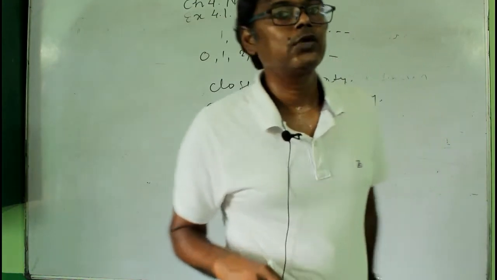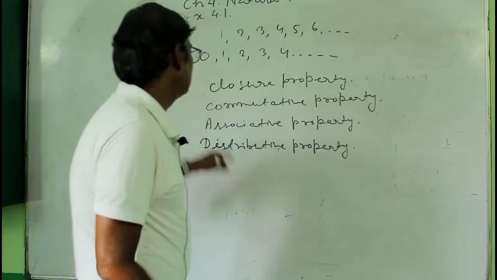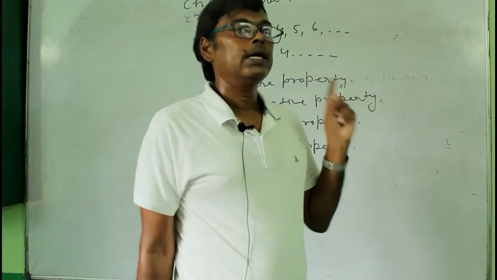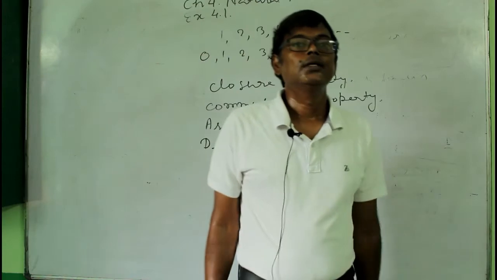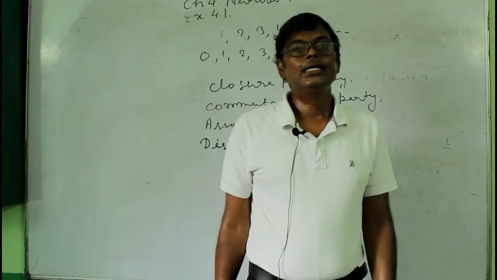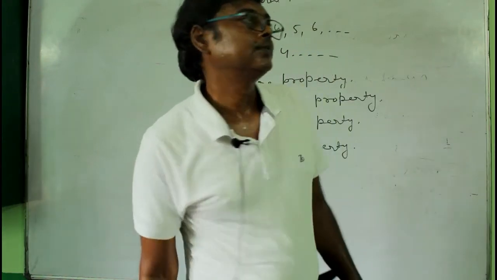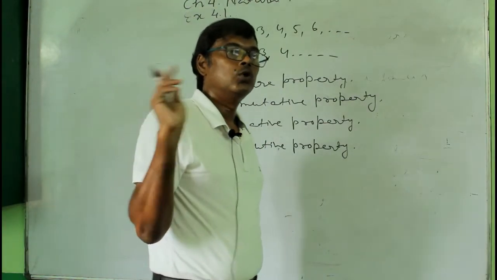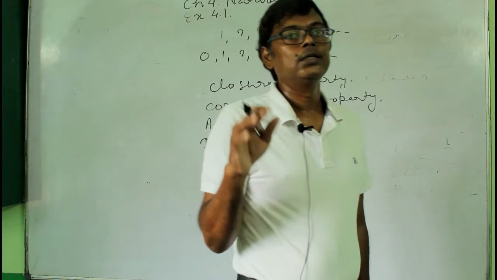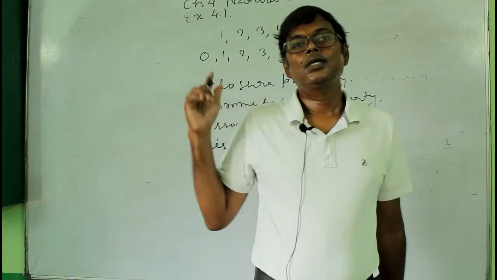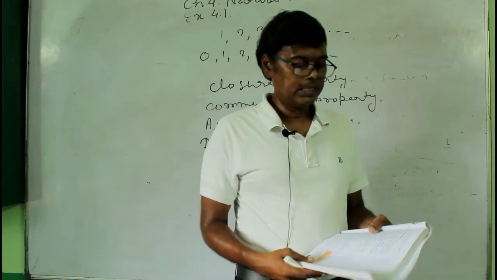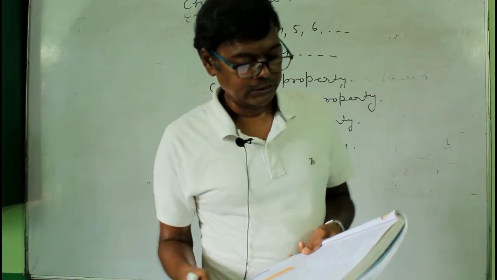Okay, so in case of addition, what is the meaning here? The first, the closure property for addition of whole numbers. Okay, the closure property for addition of whole numbers. So it means that when you add any two whole numbers, the answer will always be a whole number. Okay, that is the closure property for addition.